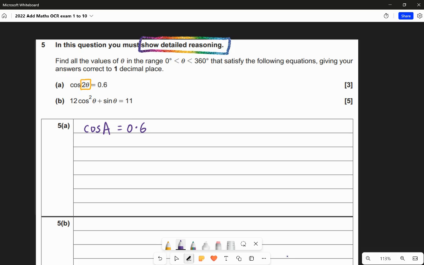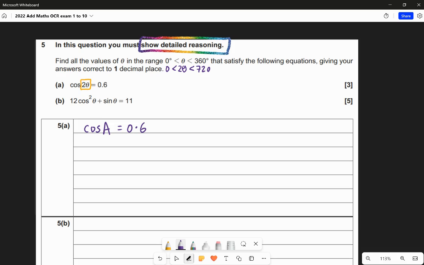Okay. So if I wanted theta to be between 0 and 360, then 2 theta has to be between 0 and 720. So I want to find all the answers for A between 0 and 720. And once I've done that, then I will convert them into theta by dividing them all by 2, because theta is half of A, if A is double theta.